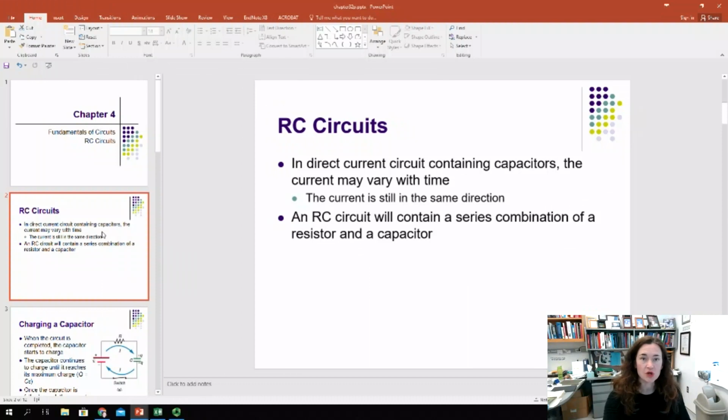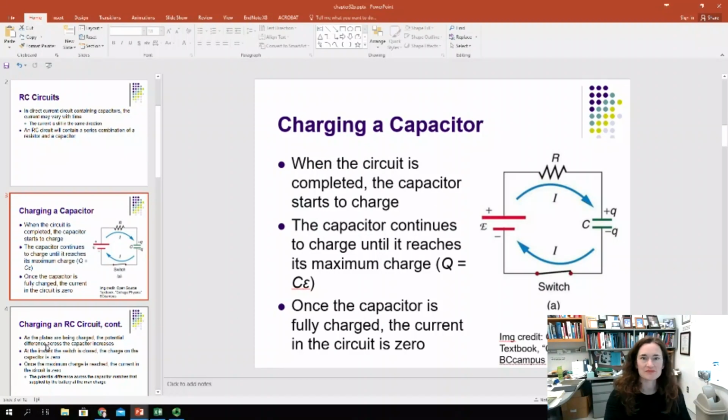Okay? So previously we've been just looking at batteries combined with resistors or batteries combined with capacitors. But if you have an RC circuit with resistors and capacitors, you introduce some time dependence, and we're going to go over that. Okay, so first of all, let's assume that you have a battery with some EMF and you hook it up in a circuit with a switch, a resistor, and a capacitor.